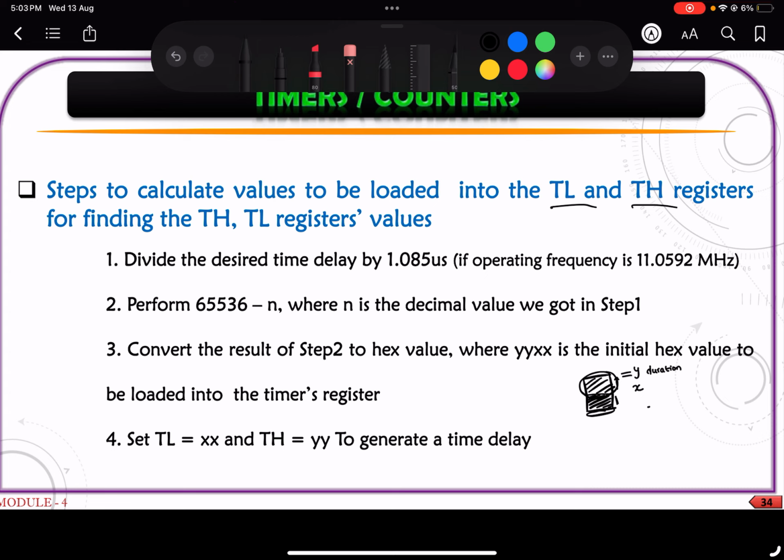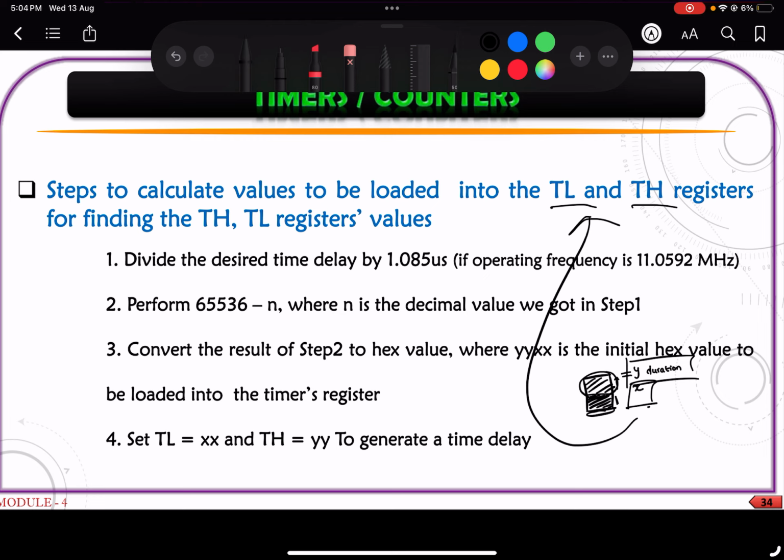Now this Y value is something which we want, and this X value is what we're going to calculate and store in the TH and TL values. How do we calculate X? So you divide the desired time delay.